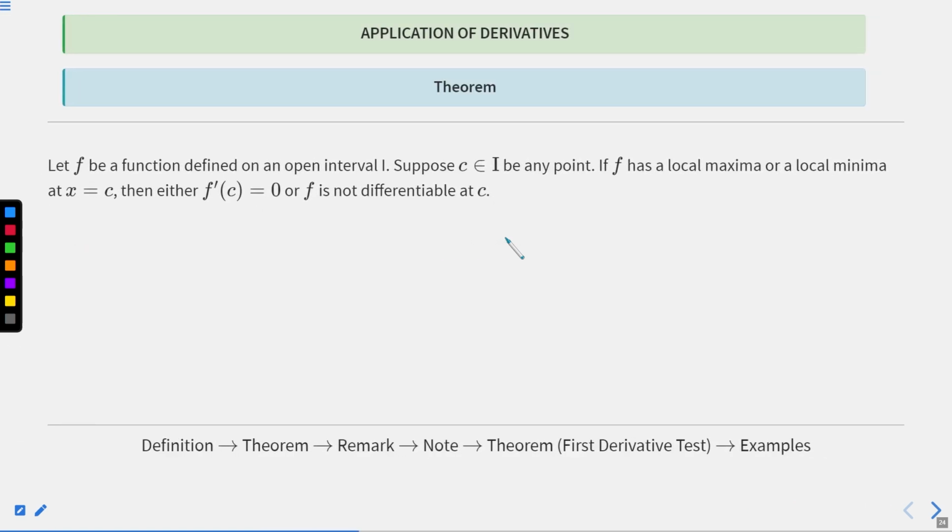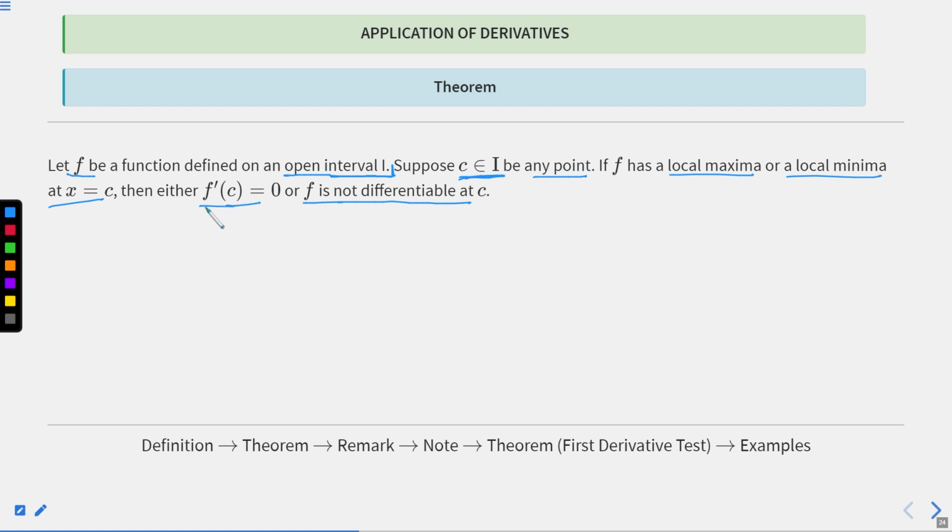Now, what does the theorem say? Your function f is defined on an open interval. Suppose c belongs to this interval I, any point from this interval. If f has a local maxima or local minima at c, then either f prime c is equal to 0, or f is not differentiable. Either of these two will happen.